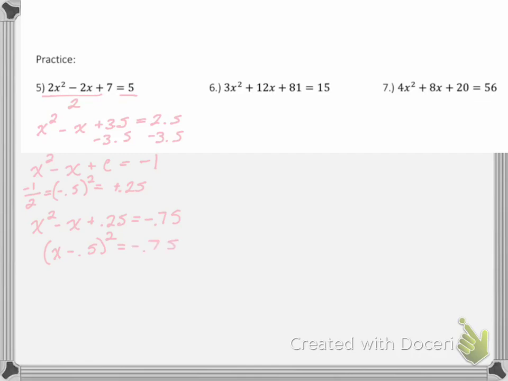And so maybe at this point, though, you realize, hey, I'm going to have to square root both sides, right? And I can't square root a negative. So I did all this work just to see that there is no solution.